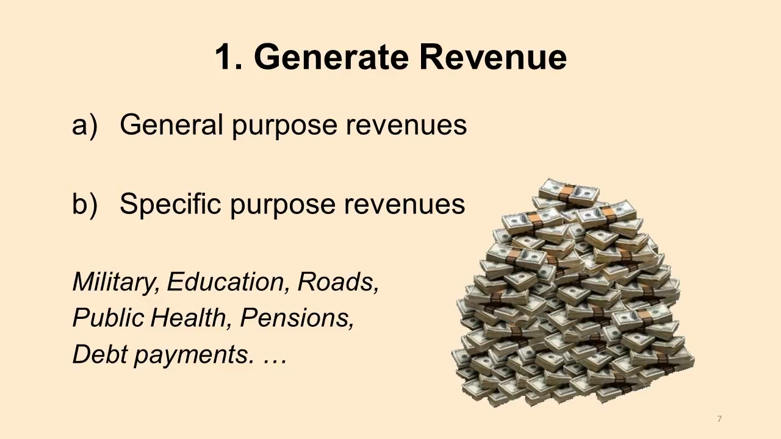So we can think about things like the military is funded under general purpose revenues. Education, elementary school, middle school, could be general purpose, or there could be specific purpose revenues. Roads, public health, pensions for the aged, debt repayments. Debt repayments could be general purpose revenues when the city undertakes a general debt for a general good, or debt payments could be specific. For example, a city wants to build a new sports stadium. They have to borrow money to do this. Then they create a tax to collect money for the purpose of paying back the stadium debt.